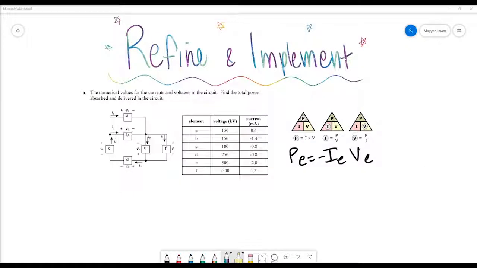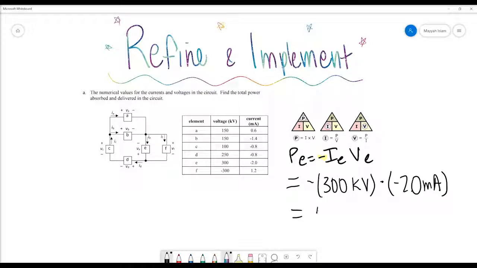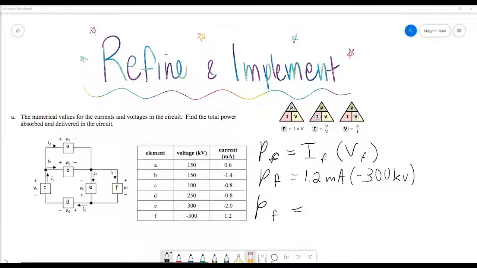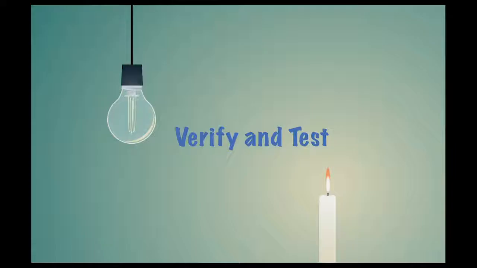Now we will solve for element E. Since the current is going into the negative terminal, we will put a negative sign in our equation. So you just plug in the values, negative 300 times negative 2, which equals 600 watts. So to get the power of F, we have to multiply the current of F and the voltage of F. And when you do that, you get the total value of negative 360 watts.